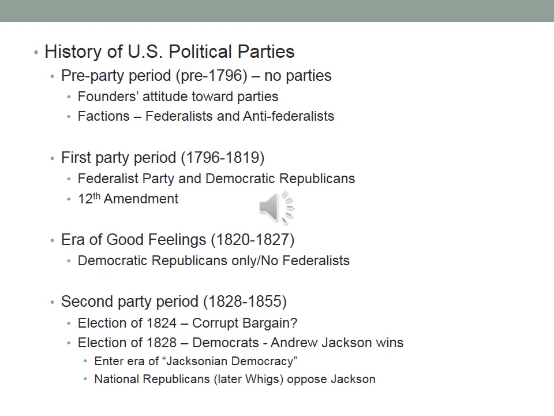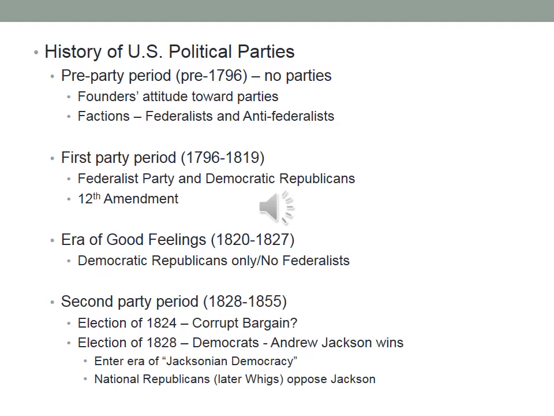And then starting in 1796, with the election of John Adams, who was a declared Federalist, and the Federalist political party had formed, it was what we call the first party period, 1796 to 1819. You had the Federalist Party and the Democratic Republicans. The intellectual leader of the Federalist Party was Alexander Hamilton, and Thomas Jefferson was the ideological leader of the Democratic Republicans.